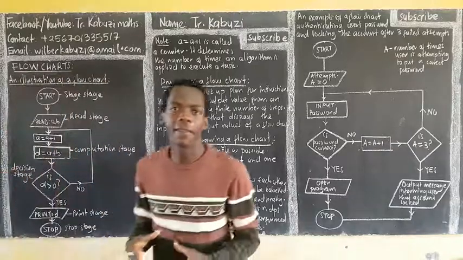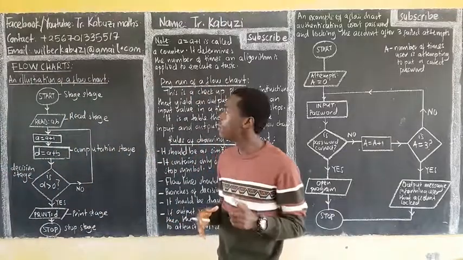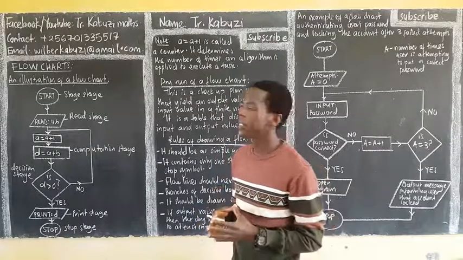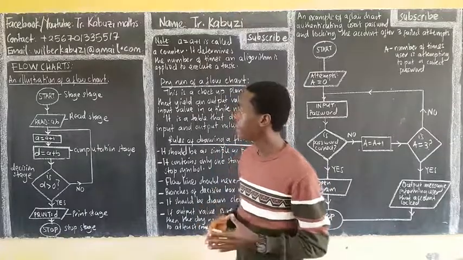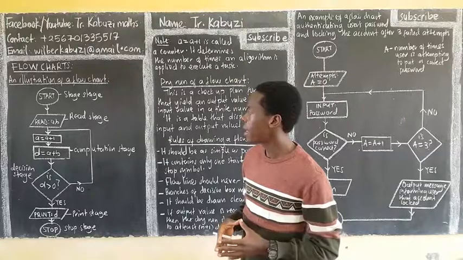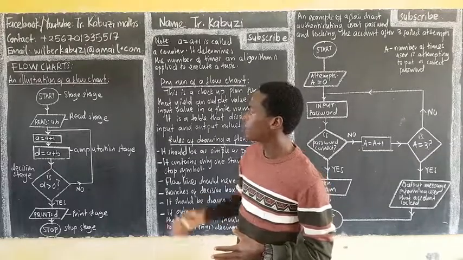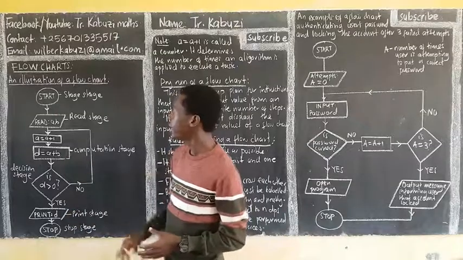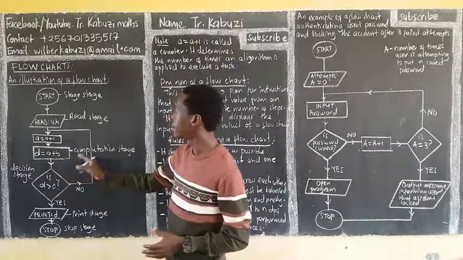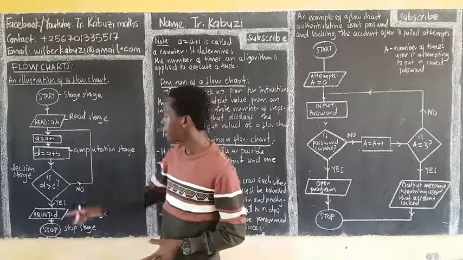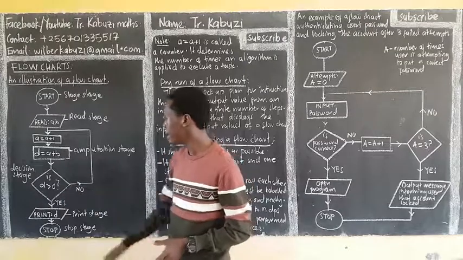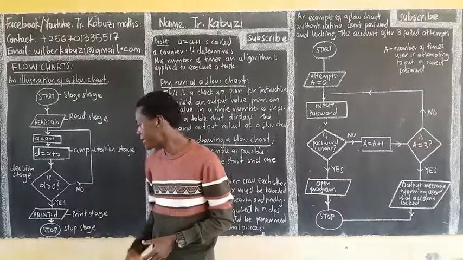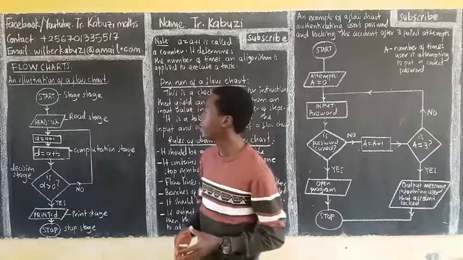Okay, now members, after seeing the stages involved in the flowcharts, now we are going to see a simple illustration here. Our simple illustration is what you see here. We have the read stage, the computation stage, we have the decision stage, the printing stage, and then the stop stage as we described them.